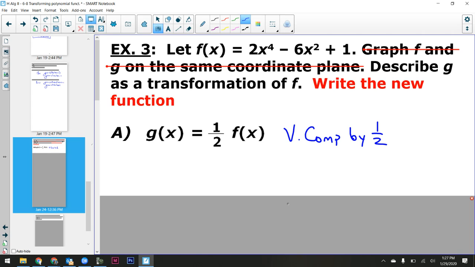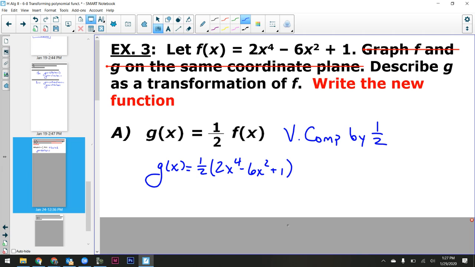Okay, so let's actually perform this on that function up there. So g of x is going to be, okay, anything vertical is not so bad. I just basically take 1/2 of the entire f of x. 2x to the fourth minus 6x squared plus 1. Okay, so that's quite simple then. x to the fourth minus 3x squared plus 1/2. And that's it. Again, vertical things are good.